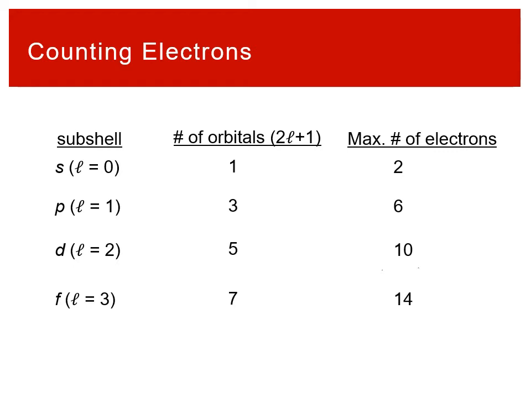And you'll note these are always true. For S, it doesn't matter if it's 1s, 2s, 3s, 4s, whatever, it's 2 electrons. For D, if you're looking at a D-type subshell, say 3d, 4d, 5d, it's always 10. It doesn't matter which one it is. That's 10 total possible electrons. Again, these subshells can have less than that. This is the maximum occupancy.